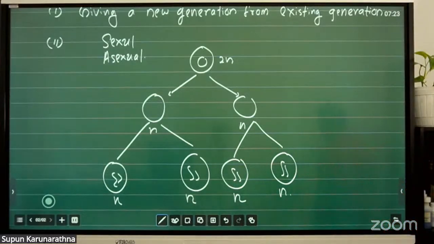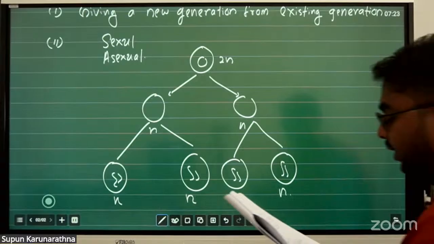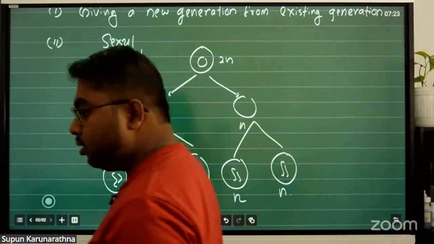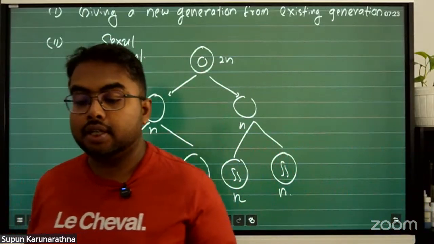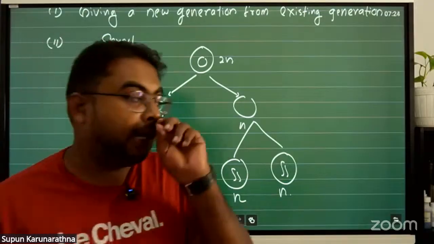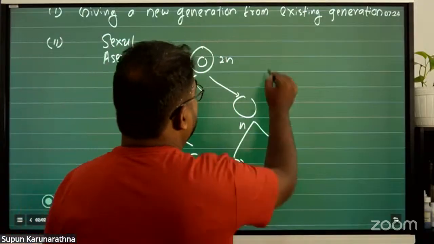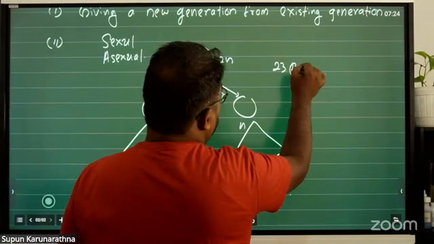Write two importances of meiosis. To maintain the number of chromosomes from generation to generation. Actually, that is very important. In humans, there are 23 pairs of chromosomes.